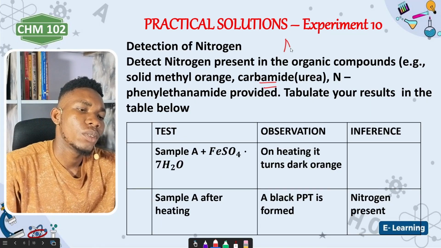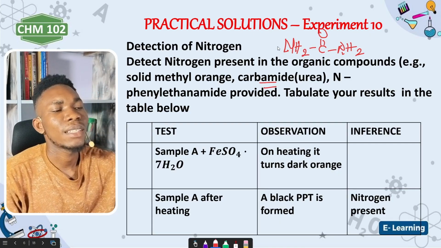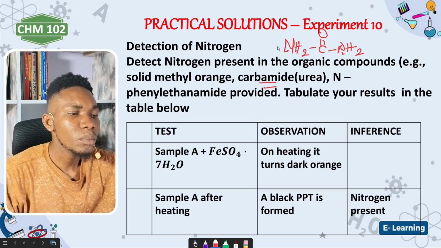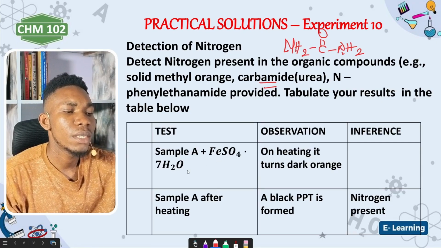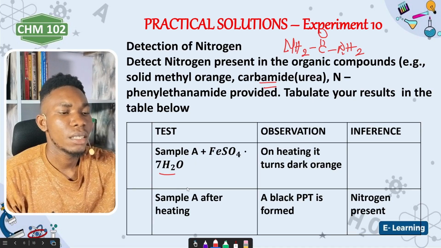Carbamide is urea. Your urea is something like this. Can you still remember the structure of your urea? It contains 2 nitrogen atoms. So you should expect that nitrogen will be present in it. So they gave you a sample. Sample A plus ferrous sulfate heptahydrate. It contains 7 waters of crystallization.